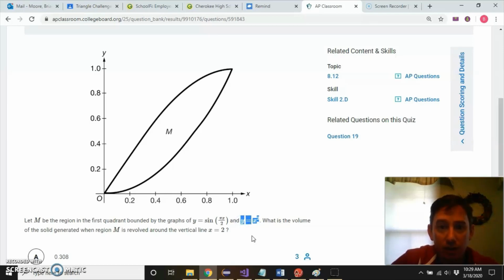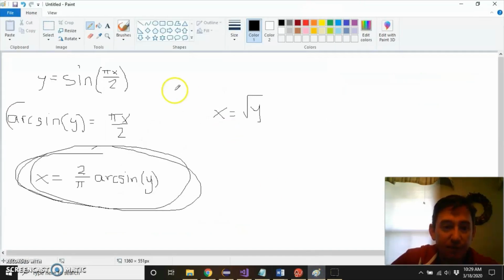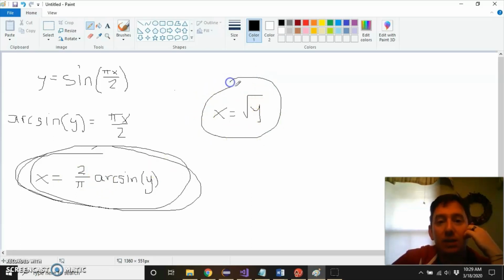We could turn that around and call it x equals root y, but this thing's going to be nasty. If we say y equals the sine of all that junk, then the only way to solve for x is to take the arc sine, or the inverse sine, of both sides. So take the inverse sine of both sides. Let me get that stupid thing out of your way. And then you just multiply by 2, divide by pi, and here we have x equals 2 over pi, the inverse sine of y. And the other function we're using is x equals root y instead of y equals x squared.